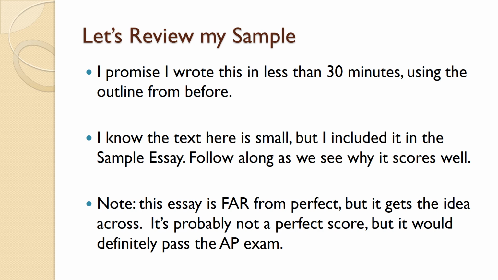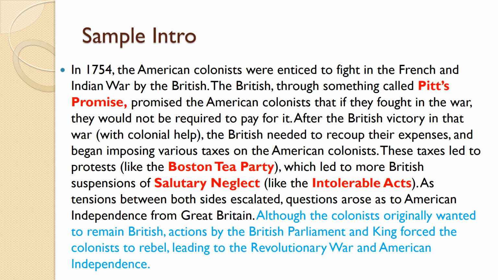Again, you guys can read along in the sample document that I've included below. In 1754, the American colonists were enticed to fight in the French and Indian War by the British. The British, through something called Pitt's Promise, promised the American colonists that if they fought in the war, they would not be required to pay for it. After the British victory in that war, with colonial help, the British needed to recoup their expenses and began imposing various taxes on the American colonists. These taxes led to protests like the Boston Tea Party, which led to more British suspensions of salutary neglect like the Intolerable Acts. As tensions between both sides escalated, questions arose as to American independence from Great Britain.